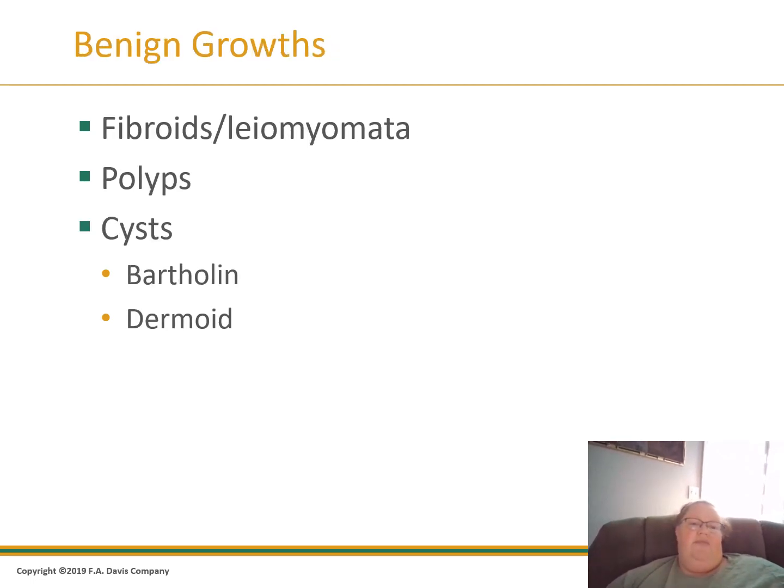So benign growths are like fibroids or polyps or cysts. Fibroids tend to be on the ovaries, but they can be on the uterine wall as well. Polyps, polycystic fibroid or polycystic ovarian disease. That's when you have cysts growing on the ovaries. The issue with that is the cysts block the release of the egg, and that can cause severely painful menstrual cycles, and also difficulty with fertilization.